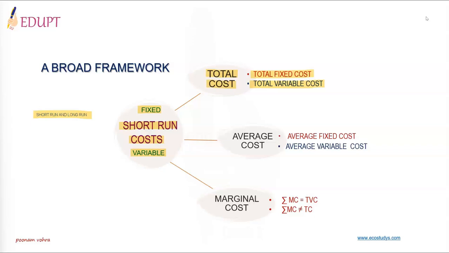From total cost, one can find average cost, which is either average fixed cost or average variable cost, and then one can find marginal cost, which is a summation of total variable cost, but one has to keep note of the fact that summation of marginal cost is not equal to average cost. That means there is fixed cost which does not affect marginal cost. We shall discuss all these costs in the next few sessions.